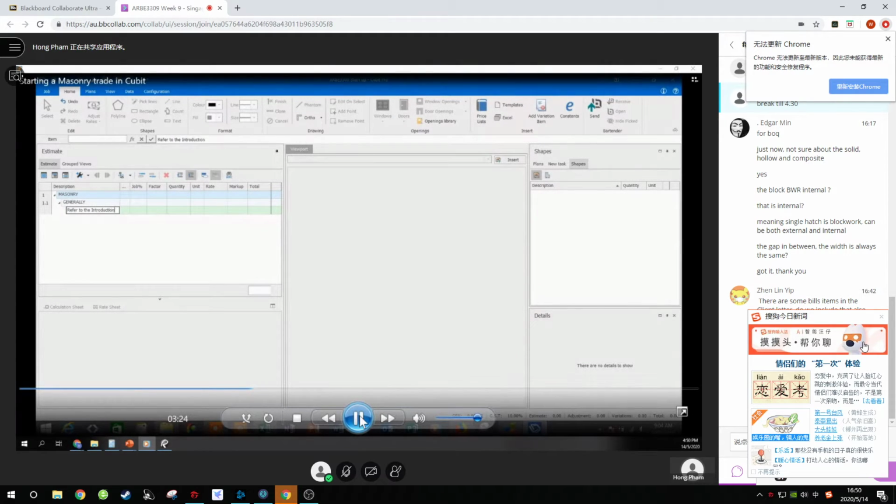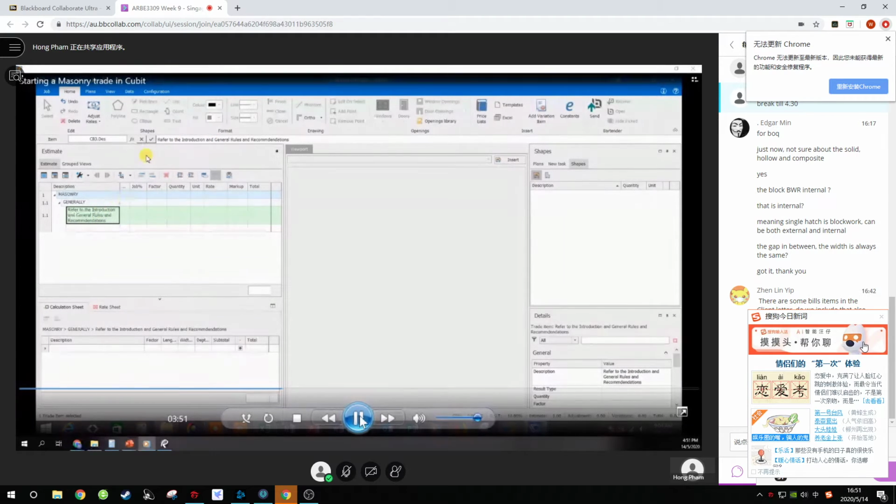And what's our first item in preambles? Refer to the introduction, isn't it? And general rules, yeah. Gee, I've almost got it memorised. General rules and recommendations. Oops. Hit return. Have I spelled all that right? I don't think I have. I can look up there to see if I've got that spelled wrong. I can go up here and edit that. General rules and, that's wrong, isn't it?